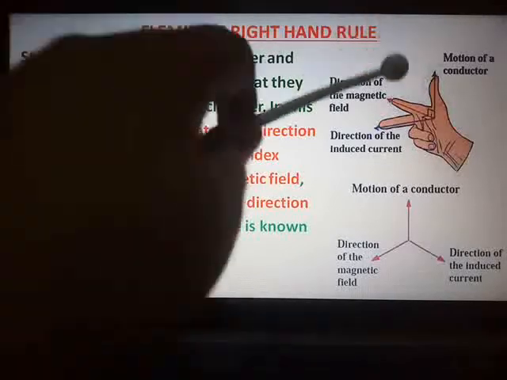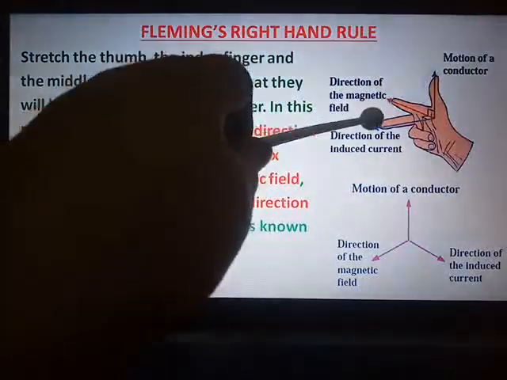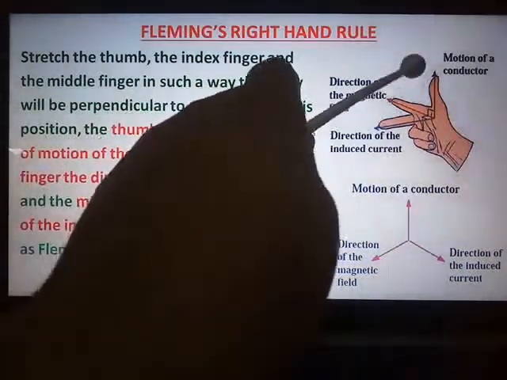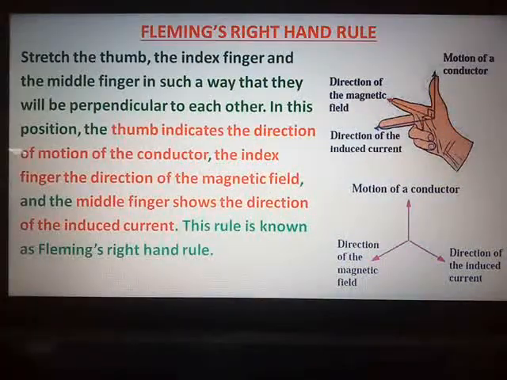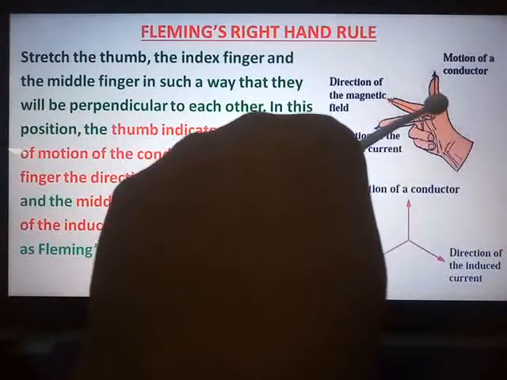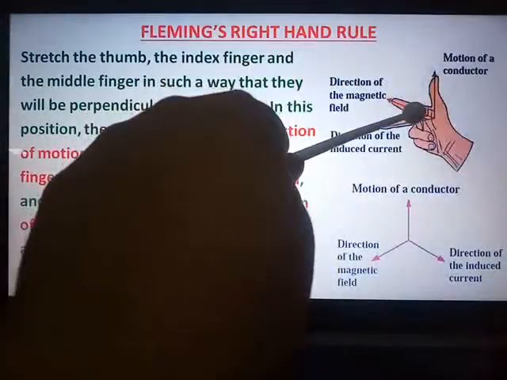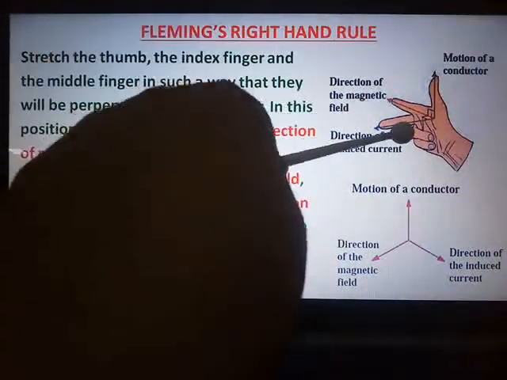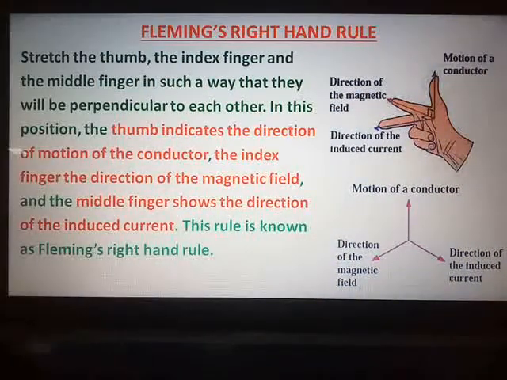Here you have to stretch the thumb, the index finger and the middle finger of your right hand in such a way that they are mutually perpendicular to each other. In this position, the thumb indicates the direction of motion of the conductor, the index finger the direction of magnetic field, and the middle finger will show the direction of induced current, and this rule is known as Fleming's right hand rule. Even if you make a small amount of changes, you will get a 0 because a rule or a law which is set ahead of us should be written in the same way as it is given in the textbook.